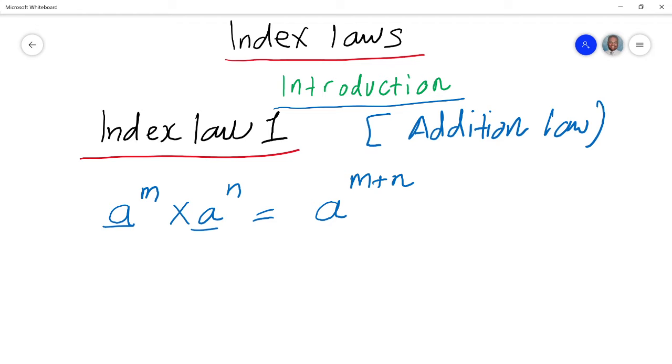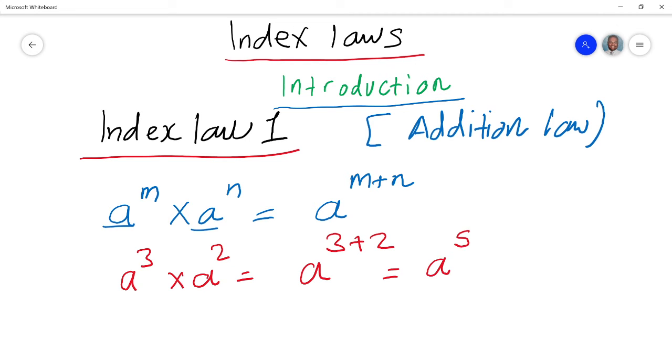Let's look at a simple example. Suppose you've got a to the power 3 times a to the power 2. All you're going to do is add your powers: a to the power 3 plus 2, and that is a to the power 5. That's a simple example of the addition law. We retained that a and simply added the powers, and that became a to the power 5.